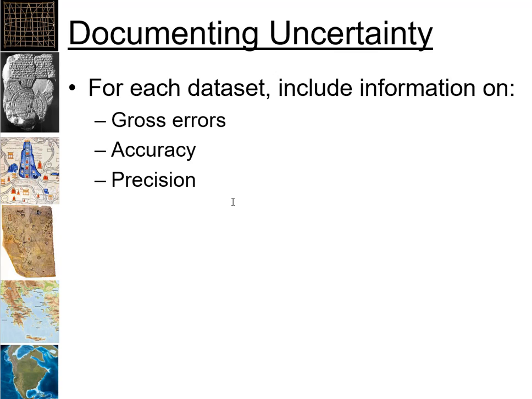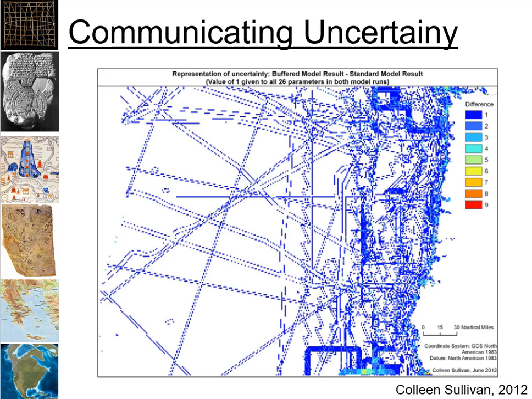Again, for your documentation, please include information on gross errors, accuracy, and precision. We would love to be able to create maps that show uncertainty, but there are very few results of these, and it's hard to do.